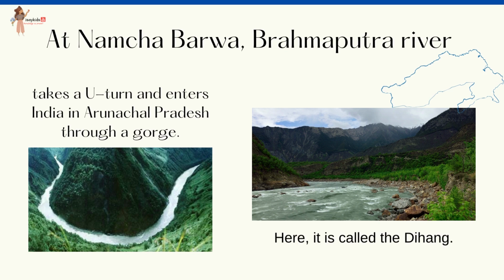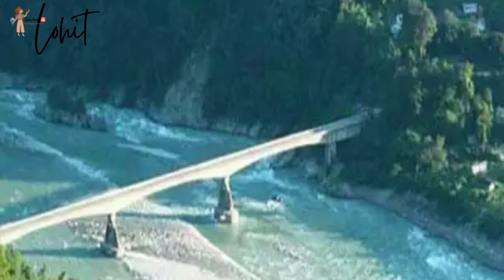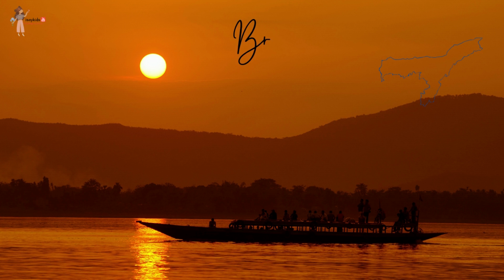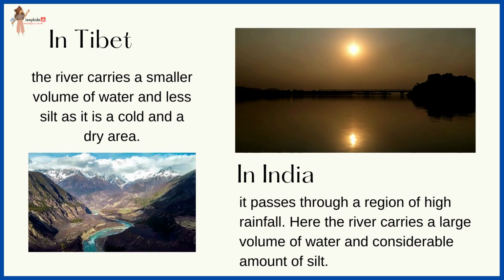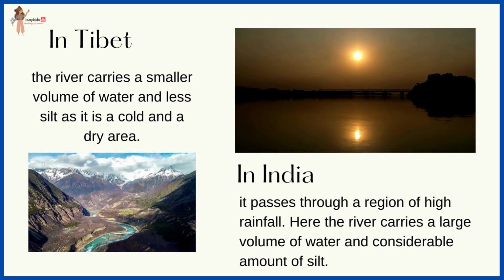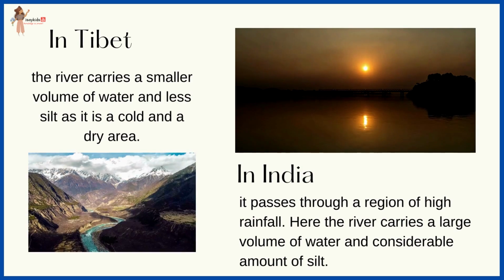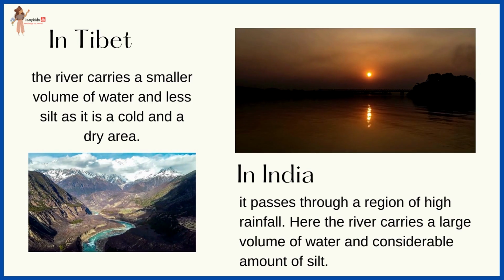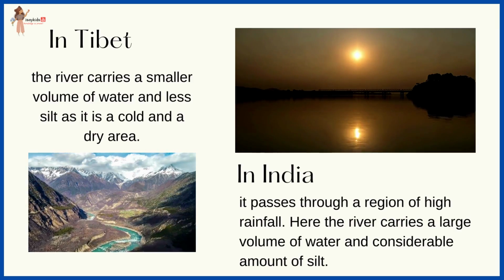Here it is called the Dihang and is joined by the Dibang, the Lohit and many other tributaries to form the Brahmaputra in Assam. Brahmaputra is known as the Sangpo in Tibet and Jamuna in Bangladesh. In Tibet, the river carries a smaller volume of water and less silt, and it is a cold and dry area. In India, it passes through a region of high rainfall. Here the river carries a large volume of water and considerable amount of silt.